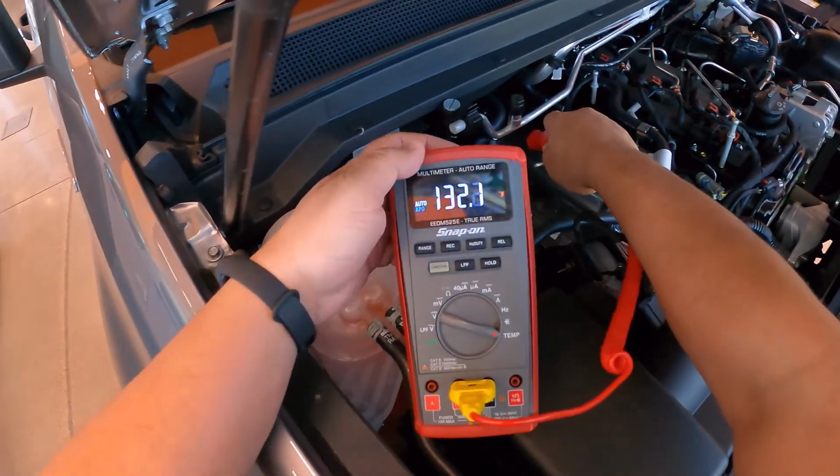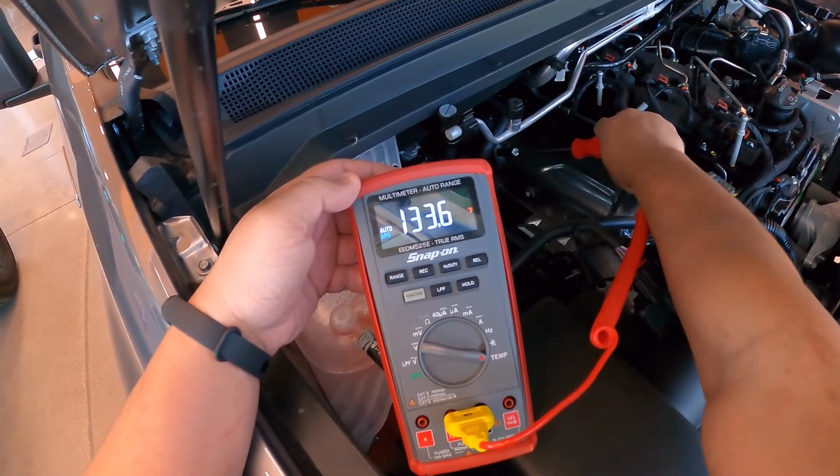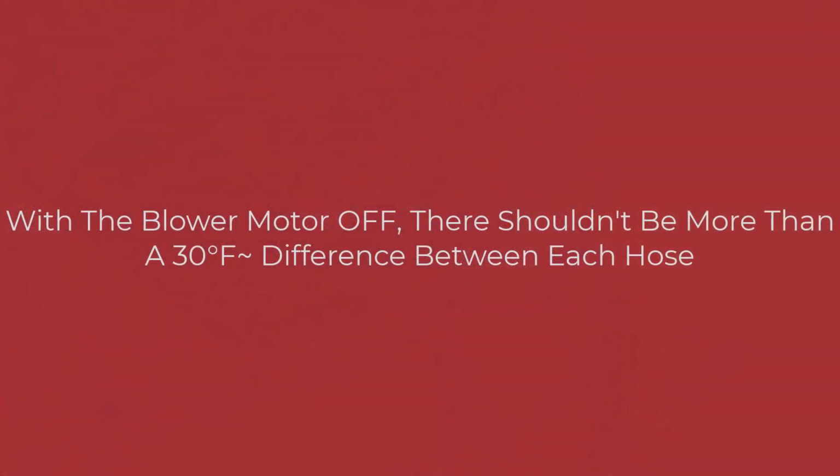Go back and forth and record each one that you're going to get. They should be close to the same. They shouldn't have much difference between them if you're doing it right. What we're looking for on this test is, with the blower motor off, there shouldn't be more than a 30-degree Fahrenheit difference between each hose, and 30's being incredibly generous.